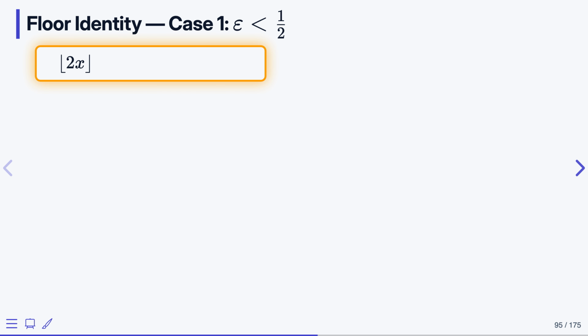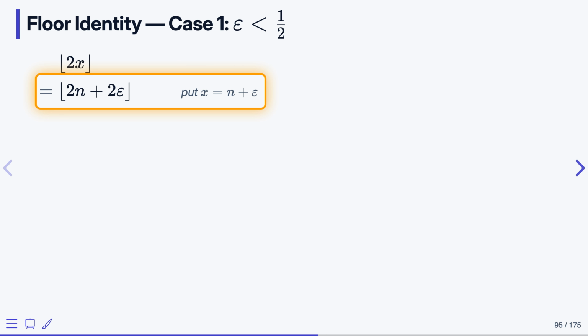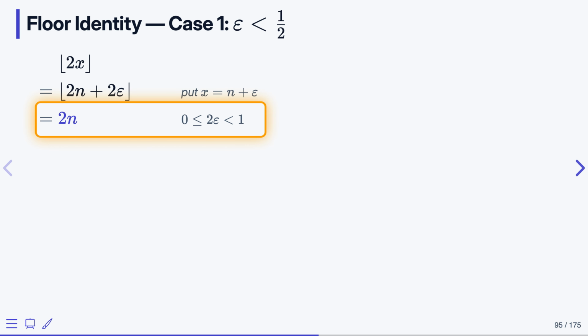Case 1. Epsilon is below 1/2. Work the left side first, which is the floor of 2x. Step 1. Put in x equals n plus epsilon, so it becomes the floor of 2n plus 2 epsilon. Step 2. 2n is already a whole number, and because epsilon is below 1/2, 2 epsilon sits from 0 up to but not including 1, so the floor is 2n.